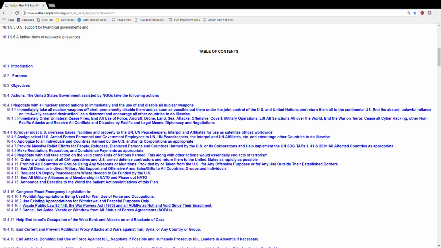So what we're saying here is negotiate. That's what we're required to do in the Keller-Ben Treaty with all the nuclear armed nations. That includes in particular Korea, to immediately end the use and disable all nuclear weapons. Now, I think anybody sensible would want to do that, and then take all of them off of alert, permanently disable them, and as soon as possible put them under the joint control of the U.S. and United Nations. We can click on any of these, you'll see a little more information.